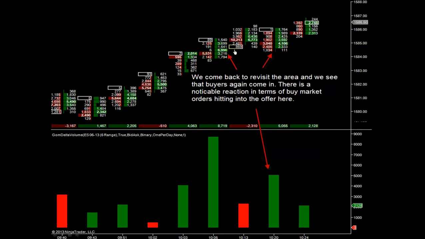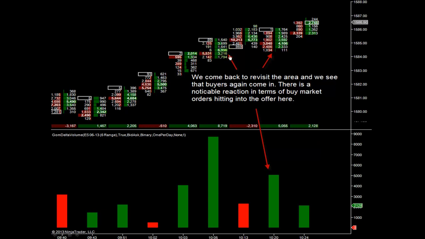We've got our initial volume cluster here. We've moved up 7 ticks, and if we look at the overall move from the low of the day up to this point, it is a 6.5 point move. And most people who've been watching the ES for any length of time will tell you that an 8 tick pullback is quite normal.